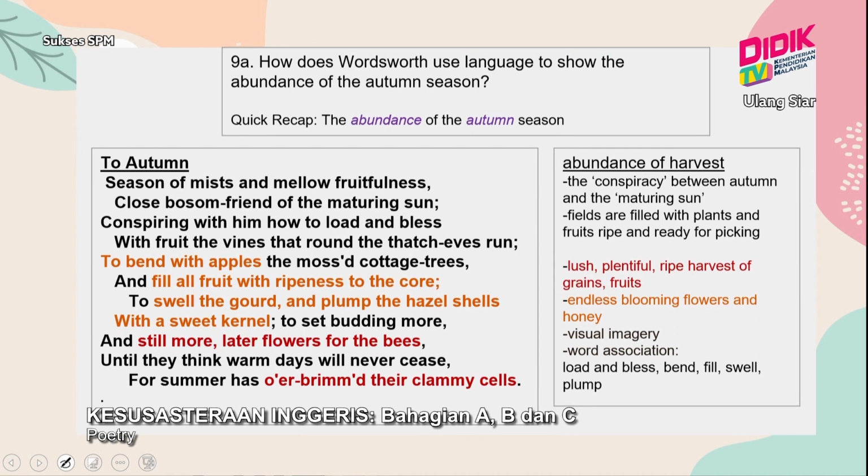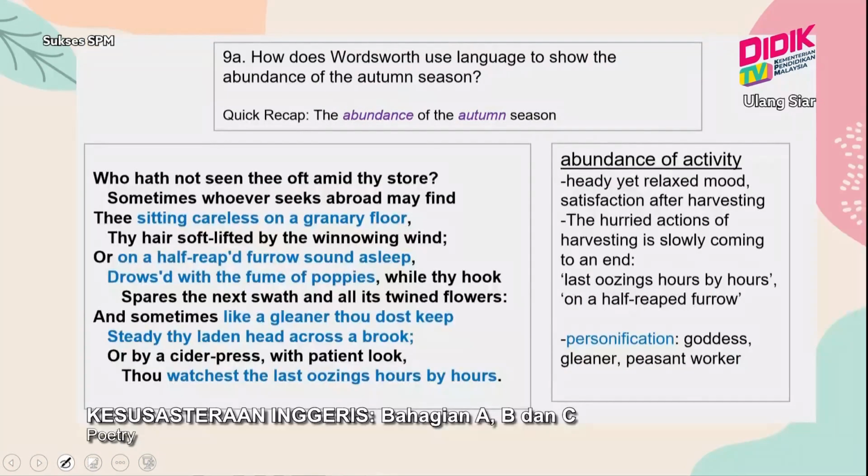Okay, so Hanif is on the right track. He's then going to go on to the second stanza. He's then going to talk about the abundance of the autumn season where activities are concerned.